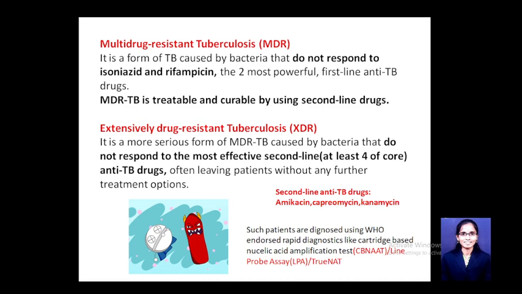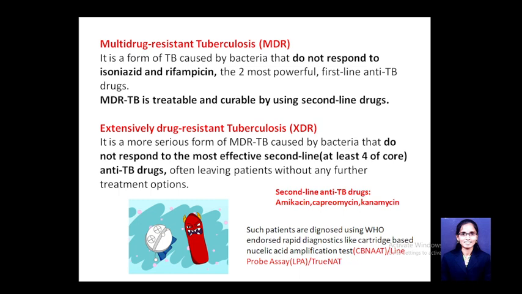One is multi drug resistant TB, that is MDR TB, and the second is extensively drug resistant TB, that is XDR TB. MDR TB is a form of TB caused by bacteria which do not respond to the first line medicines, isoniazid and rifampicin, and it is treatable and curable using second line drugs. The second type is extensively drug resistant TB, caused by bacteria which do not respond to the most effective second line drugs against TB. The second line drugs are amikacin, capreomycin and kanamycin.